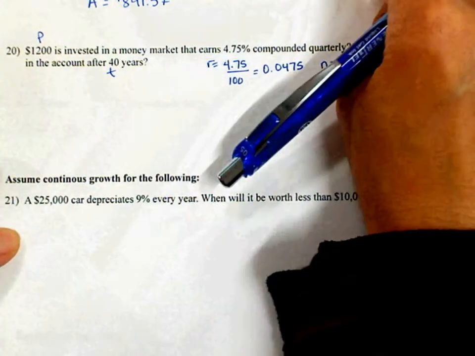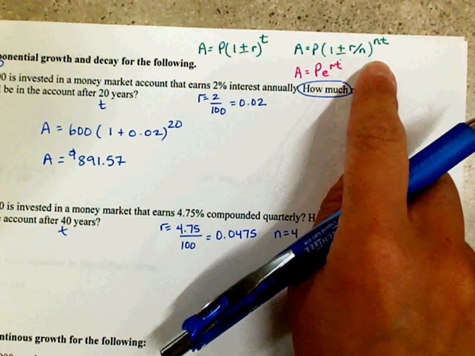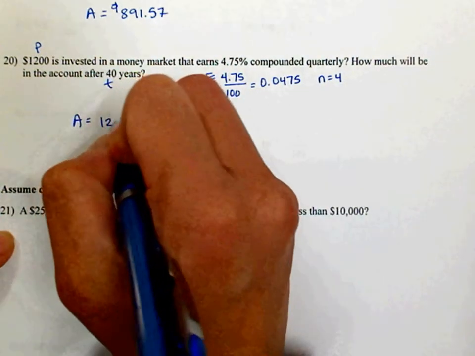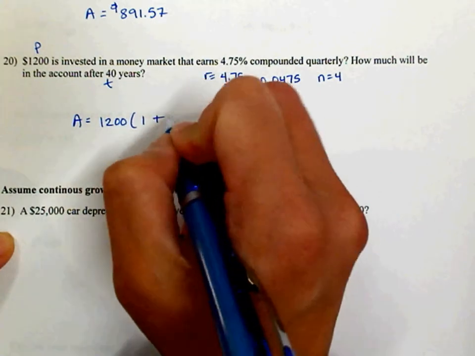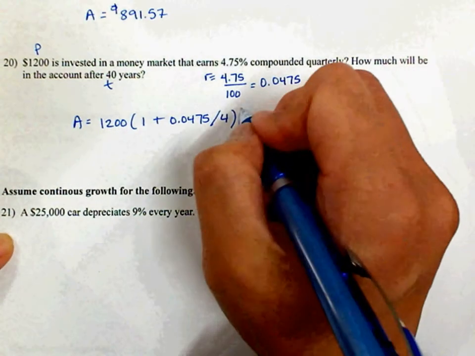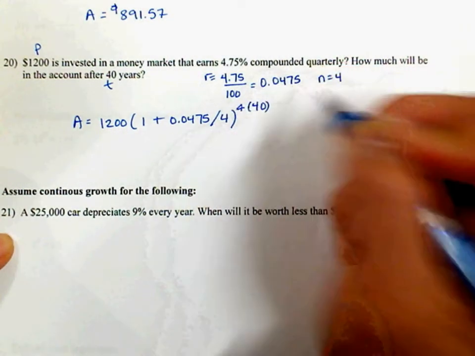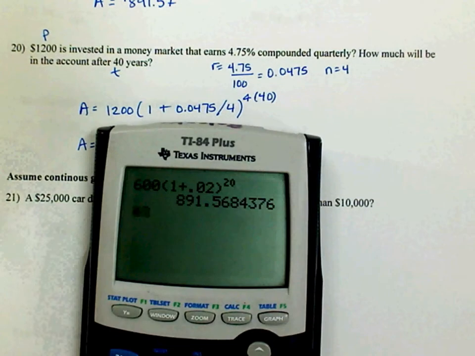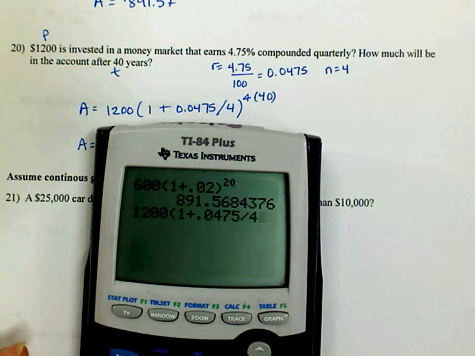All right, so I'm going to use this formula because it tells me it's compounded. So A equals 1,200 times 1 plus 0.0475, compounded 4 times a year, raised to the 4 times 40. You can do dots, you could do that. Type it in just like you see it: 1,200, 1 plus 0.0475 divided by 4, in parentheses, raised to the 4 times how many years? 40 years. Just like that.